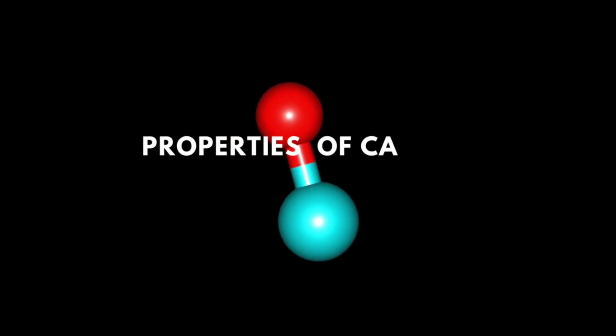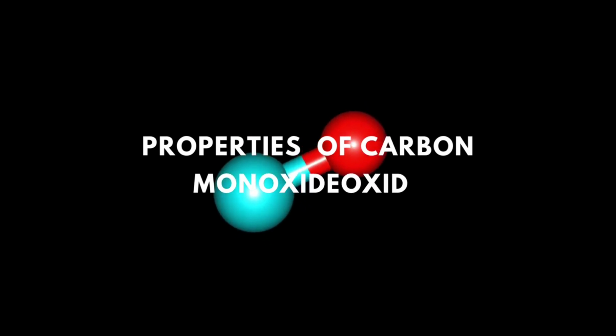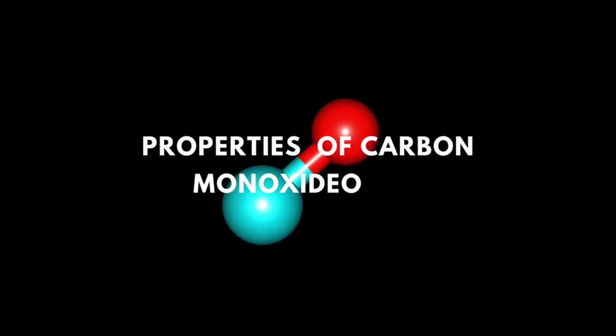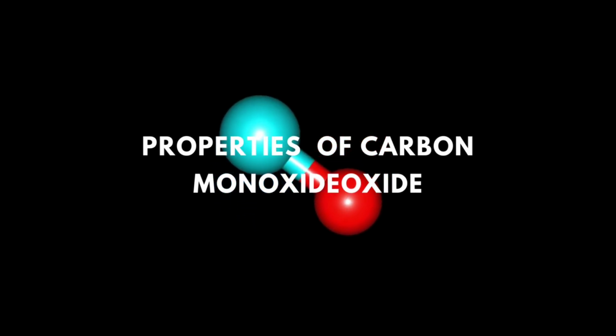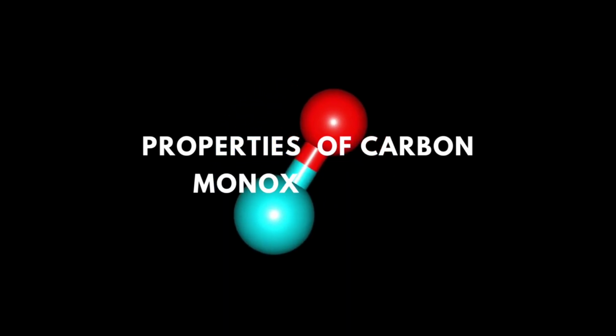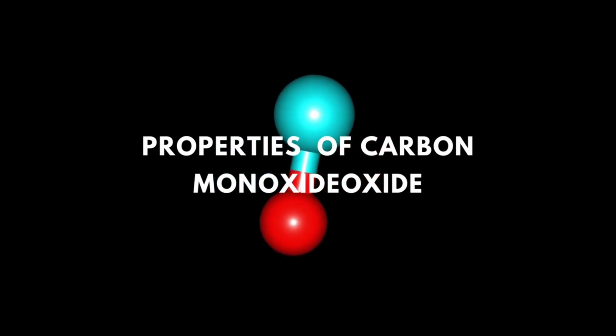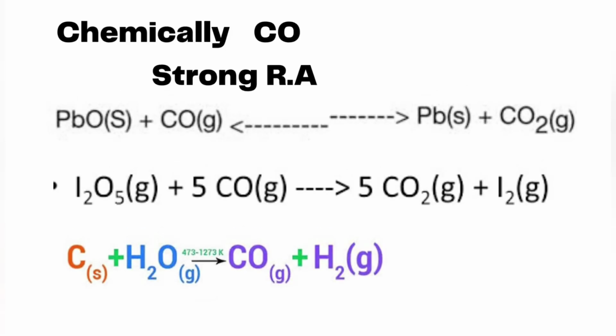Let's now look at the properties of carbon monoxide. Carbon monoxide is a colorless, odorless, and tasteless gas. It is insoluble in water, but it dissolves in ammoniacal copper 2 chloride. Carbon monoxide is slightly less dense than air, that is, lighter than air. It is what? Neutral to litmus paper. Chemically, it acts as a strong reducing agent. It reduces lead 2 oxide to give you what? Lead, while it itself is oxidized to what? Carbon 4 oxide.